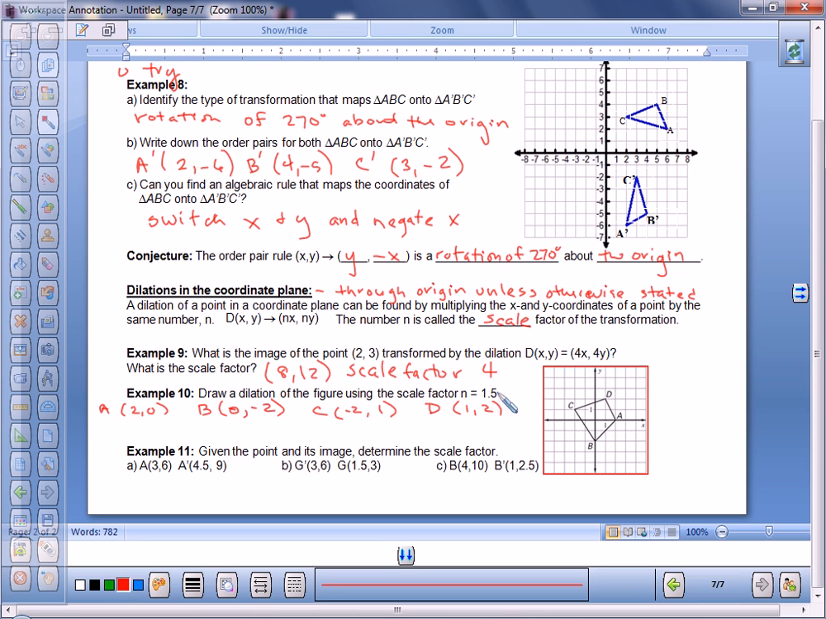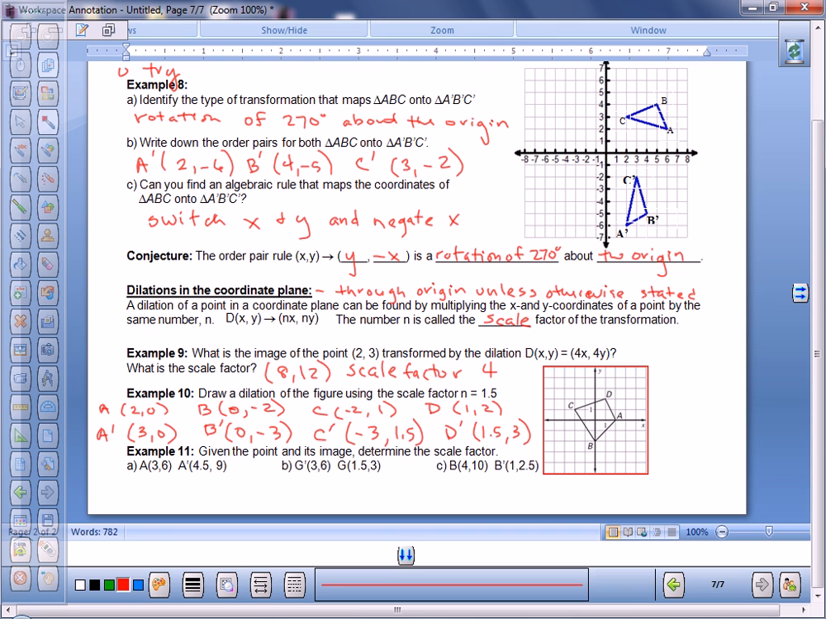So to get A prime, it would be 3, 0. B prime would be 0, negative 3. Don't you forget your primes. C prime would be negative 3, 1.5. D prime would be 1.5, 3. So all I did was go back through each one of these x's and y's and multiply it by 1.5. Make sense?